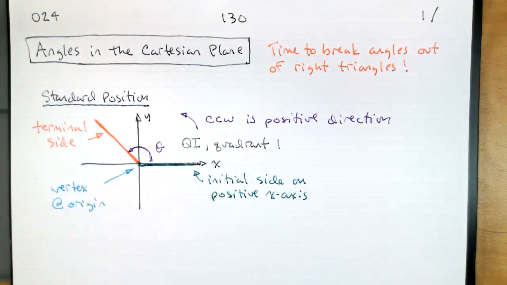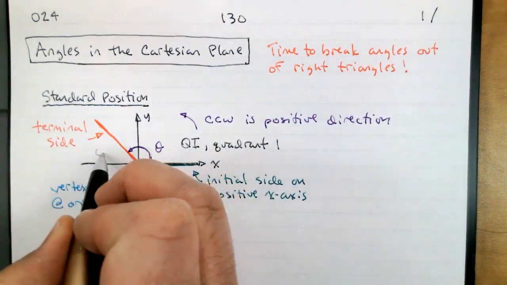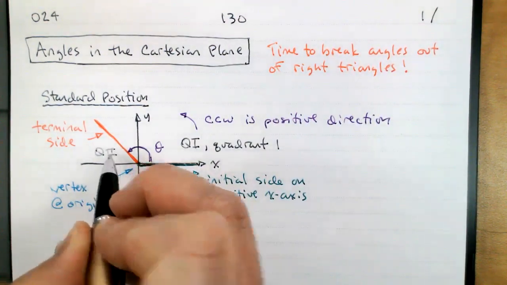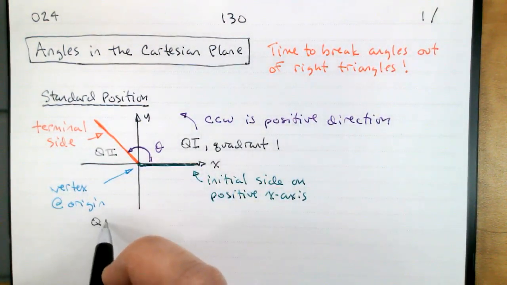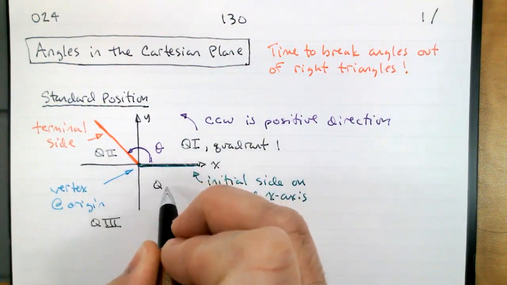Which we abbreviate Q1. And for some reason, we use Roman numerals, even though they're terrible. I don't know how the Roman Empire got so big using these terrible numbers. So in the upper right corner, that's quadrant 1. And then we count around counterclockwise. So over here, we have quadrant 2. Down here, we'll have quadrant 3. And below quadrant 1, we'll have quadrant 4.